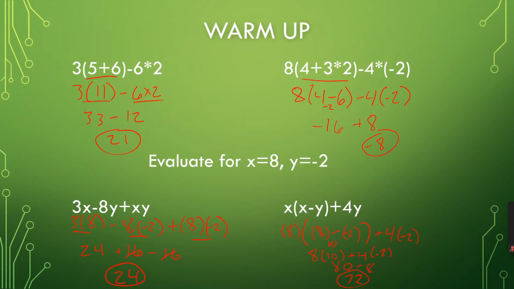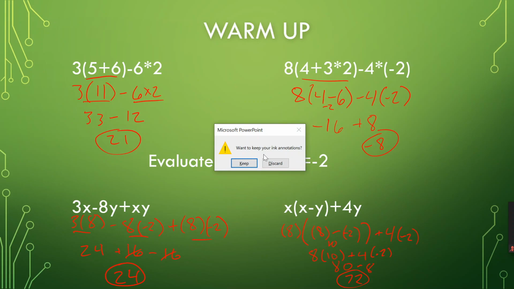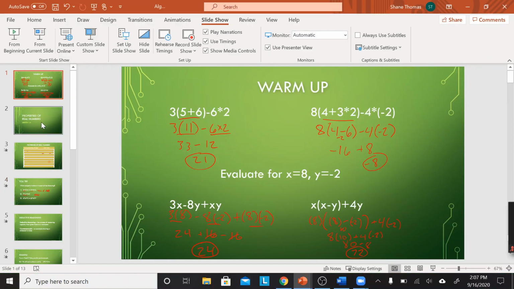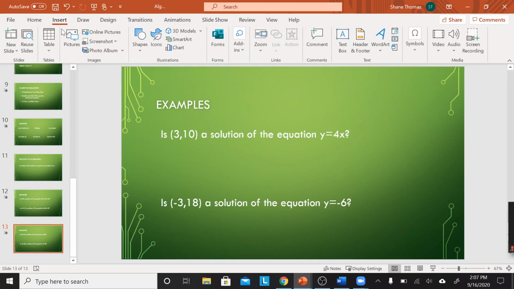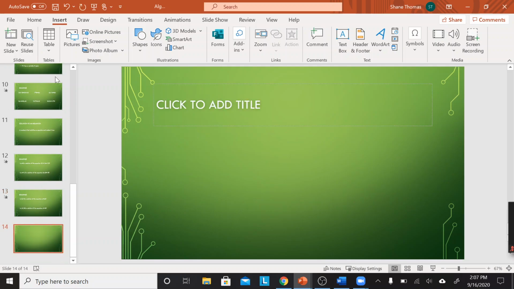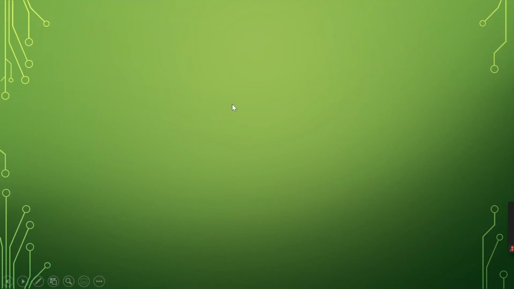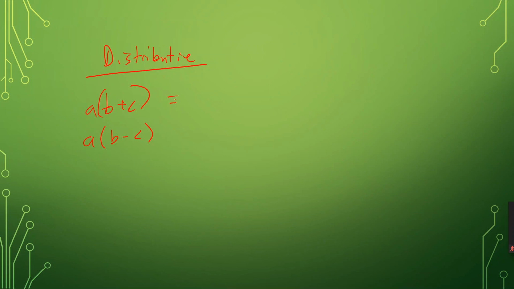Covered all this. Let's just go to the distributive property here. So remember the distributive property says if you have A times B plus C or A times B minus C, it's equal to AB plus AC. Over here, it's AB minus AC.